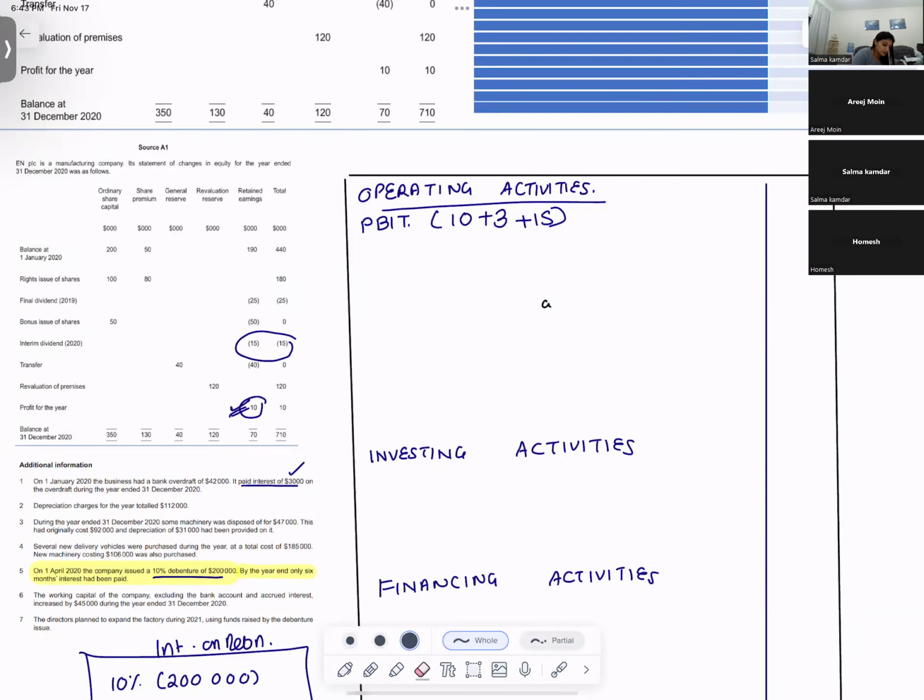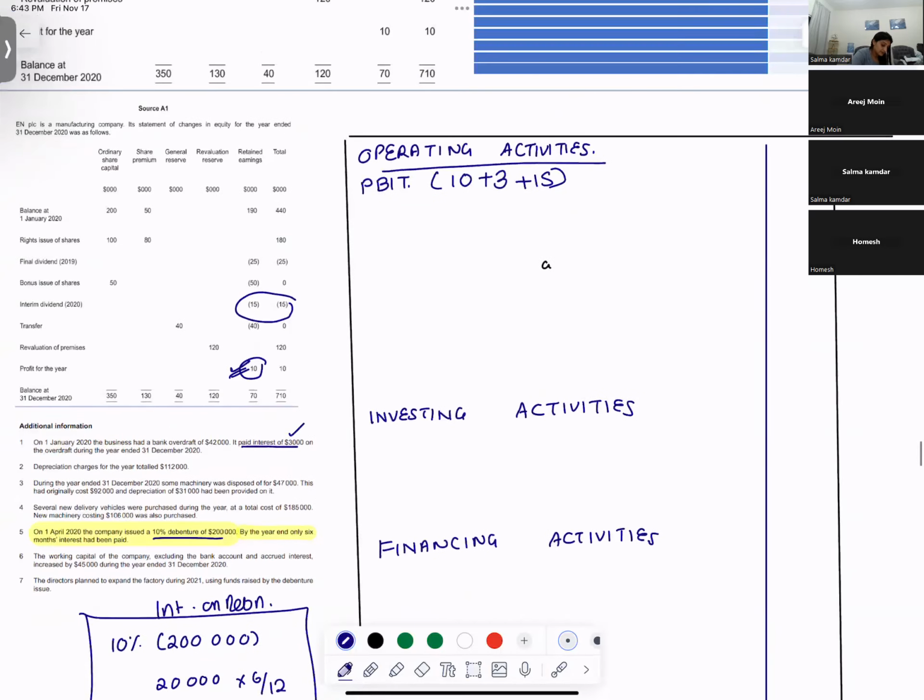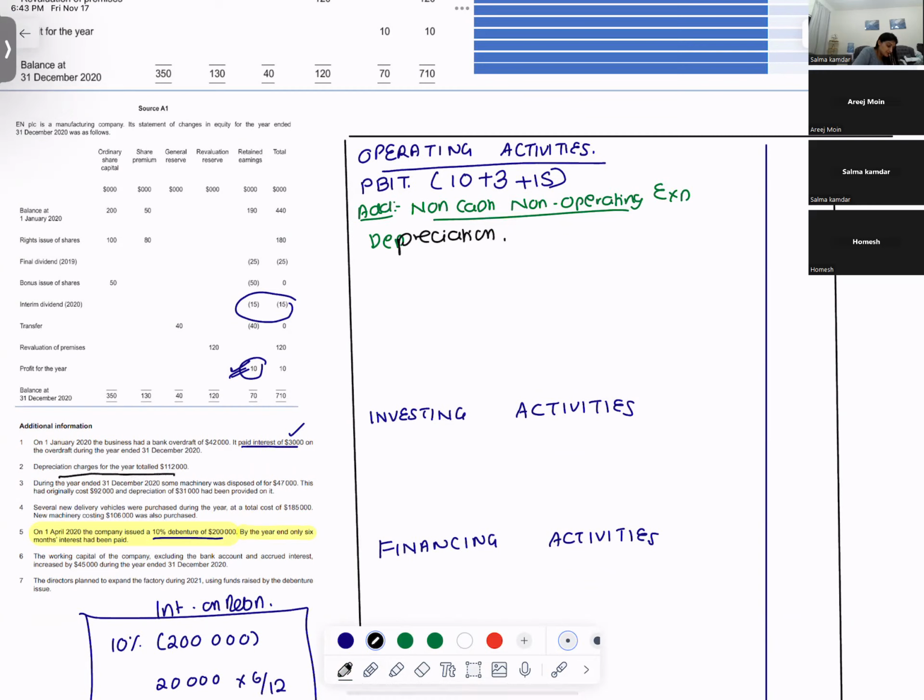Now after this, what do you do? Add non-cash expenses, depreciation and disposal. So what will you add? You will add non-cash, non-operating expenses. What are your non-cash, non-operating expenses? Depreciation and loss on disposal. So come on, go and check depreciation. Depreciation charges for the year.